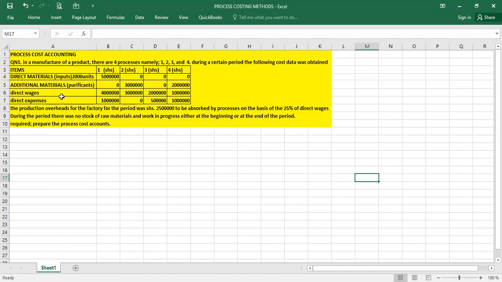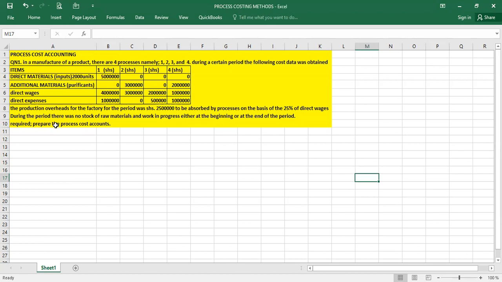So we have the direct wages. Now we are paying the workers who are involved in the production, and we have the direct expenses we are incurring. Then the question says the production overheads for the factory for the period was shillings 2,500,000, to be absorbed by processes on the basis of 25% of the direct wages. It means that 2.5 million is the total, but we are absorbing it using the direct wages as our basis.